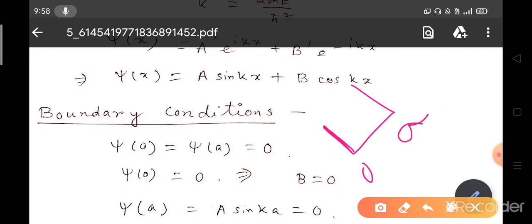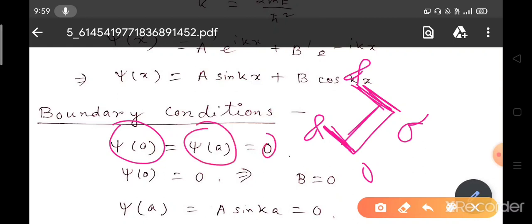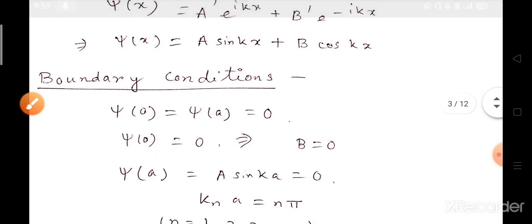So at x equals 0, the potential is infinite. At x equals a, the potential is also infinite. So the wave function at x equals 0 or x equals a should vanish because it cannot penetrate the infinite potential well. So psi at x equals 0 should be 0, and psi at x equals a should also be 0.